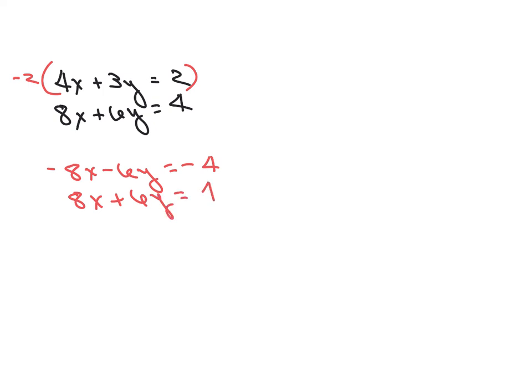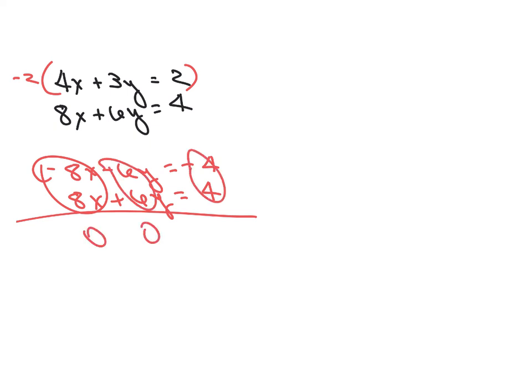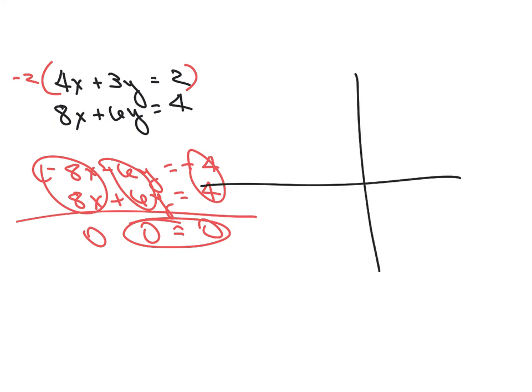And if you notice, a lot of the same things are happening. Add those, add those, add those. You get 0, 0, 0. Okay? Which is 0 equal to 0. That's a true statement. And when you graph these, what you're going to get is the red line and the blue line on top of each other. So that means that there are an infinite number of solutions here.